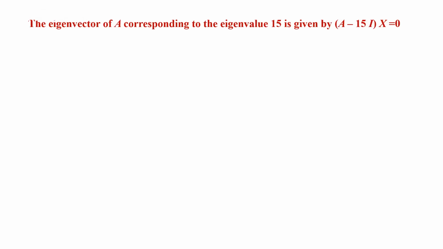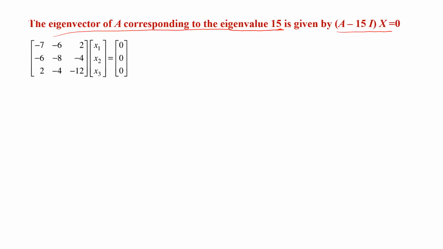Similarly, for the eigenvector corresponding to the eigenvalue 15, we write A minus 15I x equal to 0. So we get the matrix minus 7 6 2, 6 minus 8 minus 4, 2 minus 4 minus 12. And here we take the eigenvector, suppose x3. X3 is an eigenvector corresponding to the third eigenvalue, that is 15. Then again this is a homogeneous system, and we convert that coefficient matrix into echelon form by proper row operations.